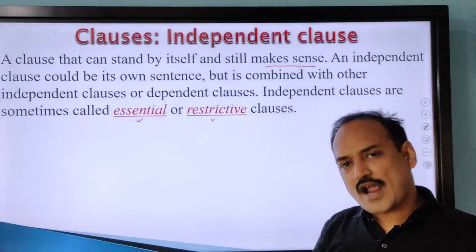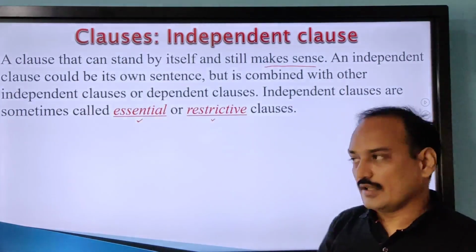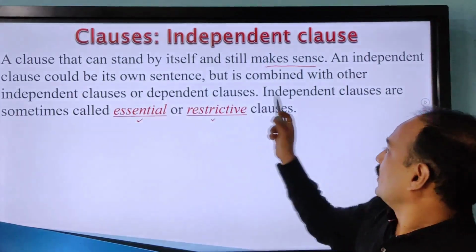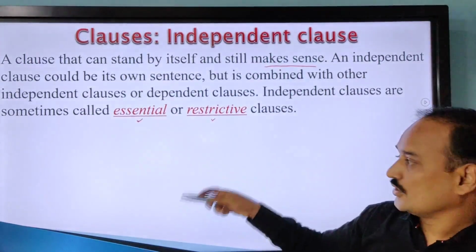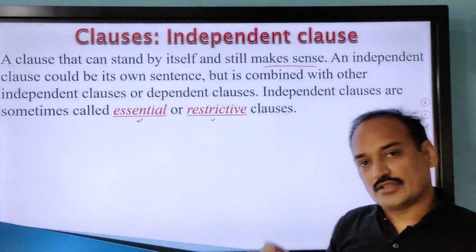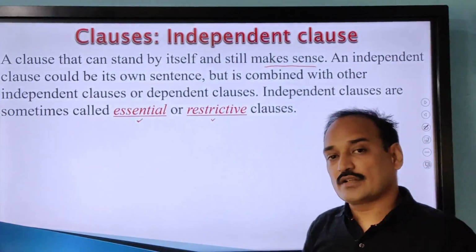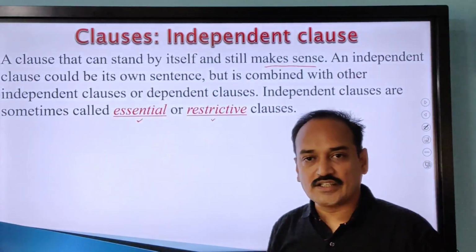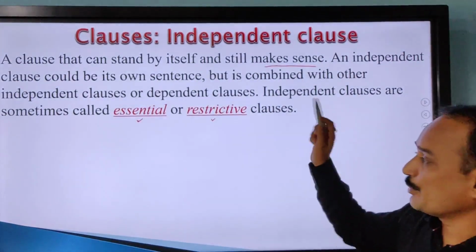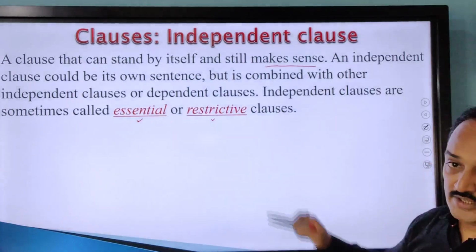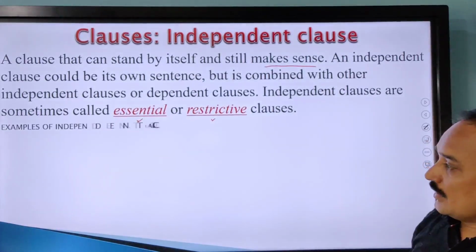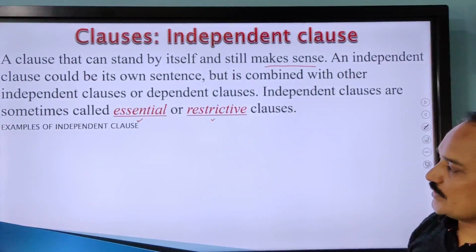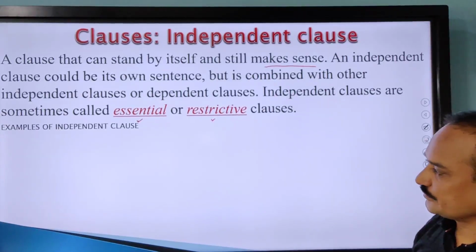This clause can be added with a dependent clause, which is also called a subordinate clause. It can be added with it, and then also it has a meaning, but standing alone, it also gives a clear meaning. So it is called an independent clause or main clause. Let us take some examples. First one, an example of an independent clause.